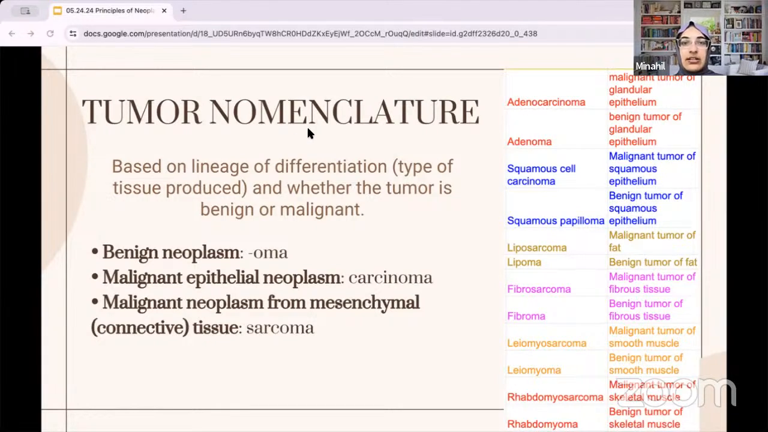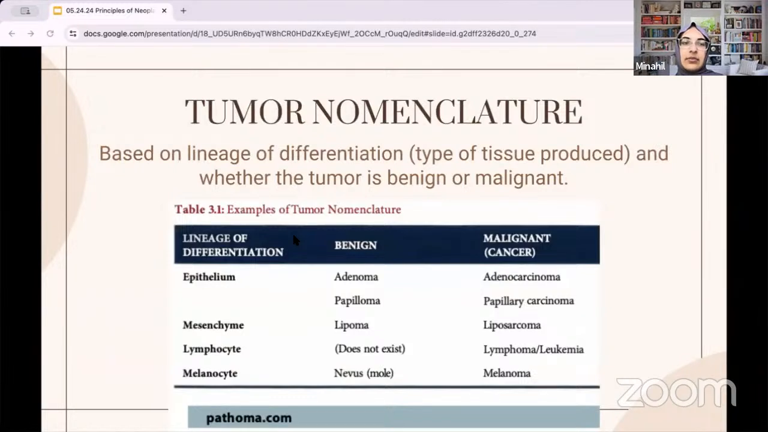For example, adenocarcinoma is a malignant tumor of the glandular epithelium, whereas an adenoma is a benign tumor of the glandular epithelium. Similarly, fibrosarcoma is a malignant tumor of fibrous tissue, but a fibroma is a benign tumor of fibrous tissue. These are very interesting things to keep in mind, and an easy hack to understand: generally, if it ends in -oma, it's referring to something benign. If it ends in carcinoma or sarcoma, it's referring to something malignant or poorly differentiated. This is taken directly from the Pathoma textbook, table 3.1.